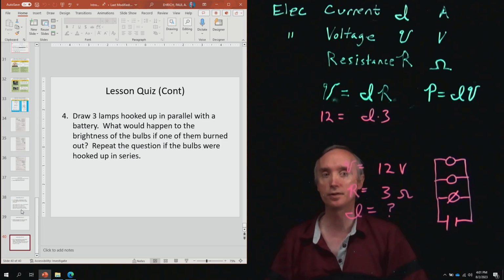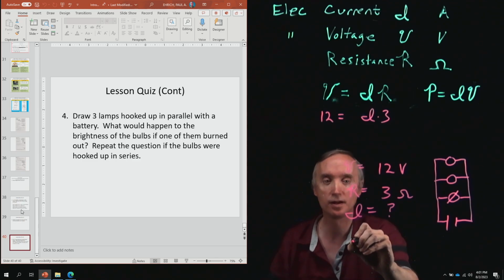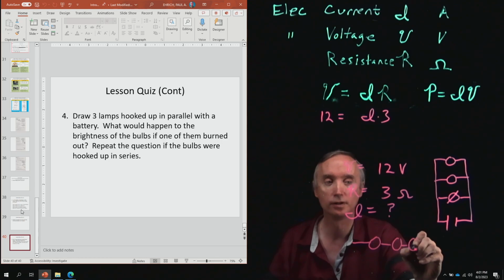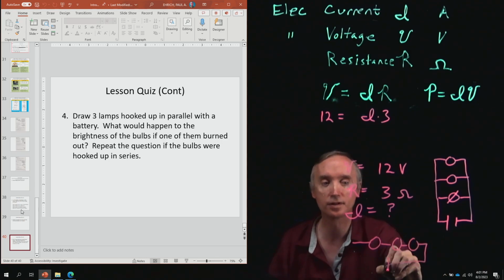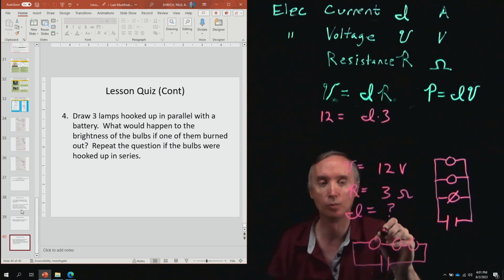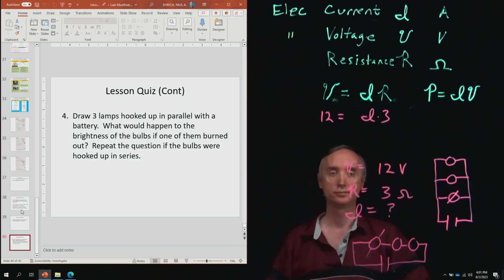So repeat the question if the bulbs were hooked up in series. So this time you're going to have lamp 1, lamp 2, lamp 3, and then it's connected to a battery, and then one of them goes out and they all go out, so that you've opened up the circuit if that was to happen.